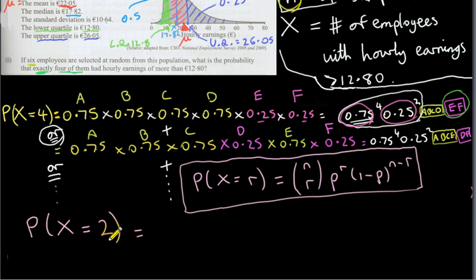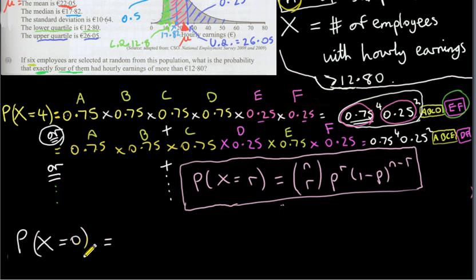Let's suppose we want to calculate the probability that X equals 2. Well, n is 6, so it's 6C2, p is 0.75 for our example, and r is 2. 1 minus p is 0.25, and n minus r, 6 minus 2, is 4. You can see that these two powers add up to 6. So we just work out 6C2 on the calculator, which we saw already is 15. So we did 15 times 0.75 squared times 0.25 to the power 4. So this is the probability that exactly 2 employees have earnings greater than 12.8.